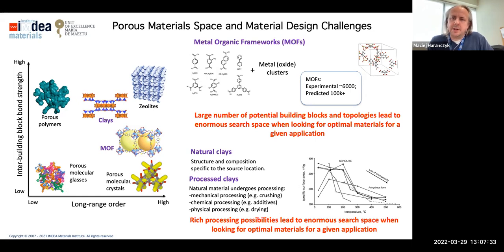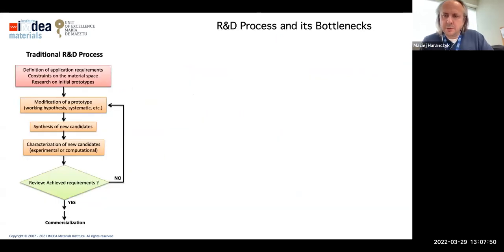And here the design challenge is similar. Out of all possible processing techniques, how do we choose the right combination of techniques that give us the material with right properties? And we have this enormous search space through this experimental parameter space. So let's think about how do we design a material for specific applications.